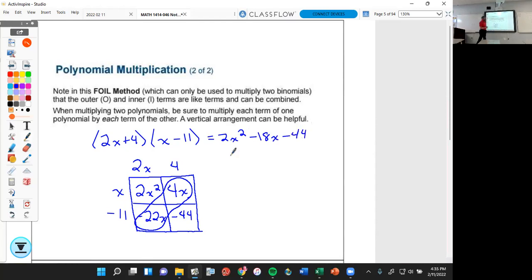And that's how you go about multiplying two binomials together using what's called a box method. And again, this works on a monomial times a binomial, a binomial times a trinomial, or a trinomial times a trinomial. It doesn't matter. It's going to work all the time.